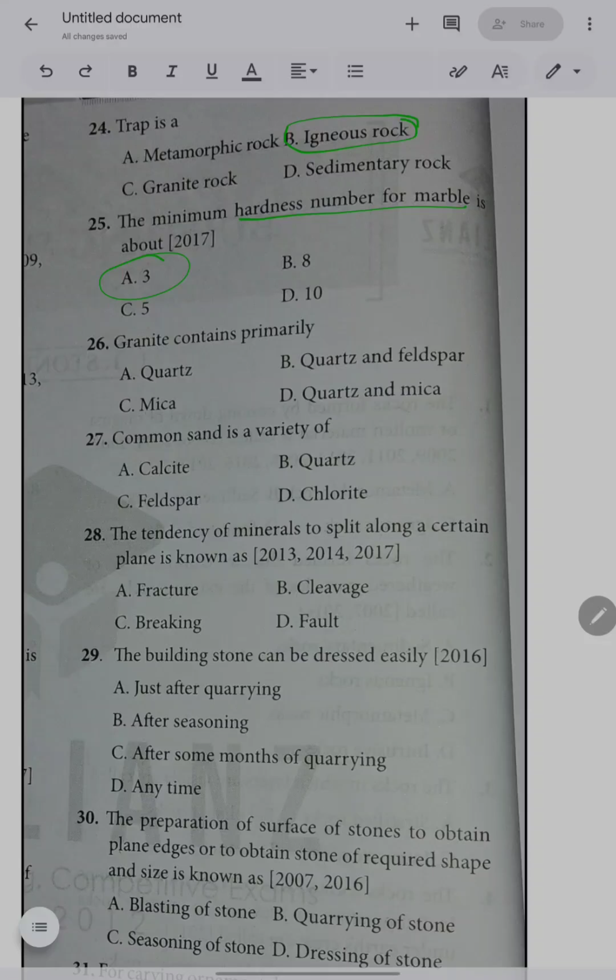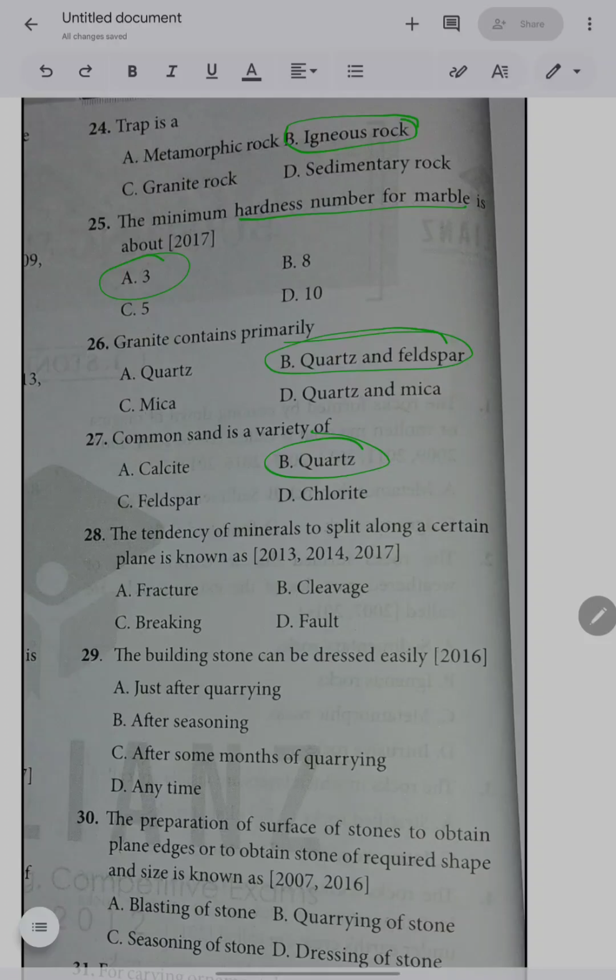The next question. Granite contains quartz and feldspar, mica, quartz and mica. So granite contains quartz and feldspar. Option B is the correct answer. Next question. Common sand is a variety of calcite, quartz, feldspar, chlorite. Common sand is a variety of quartz.